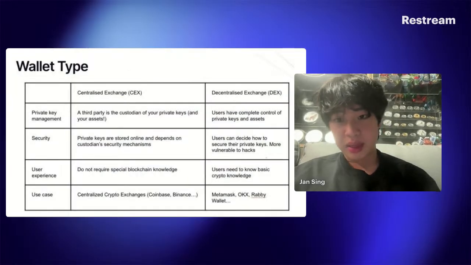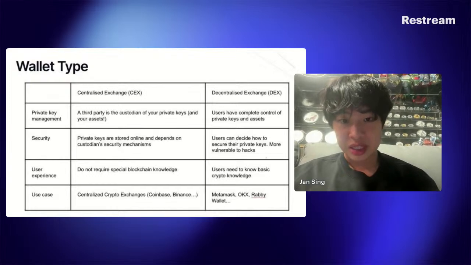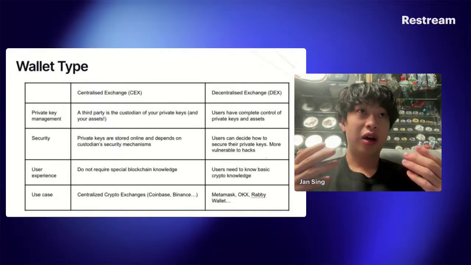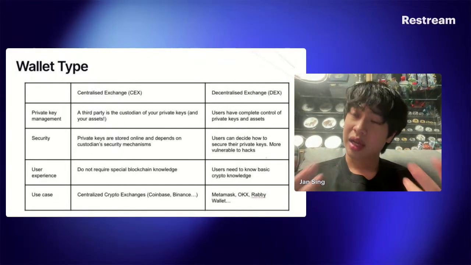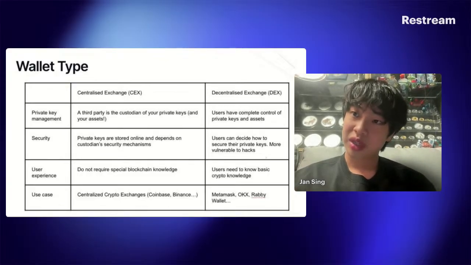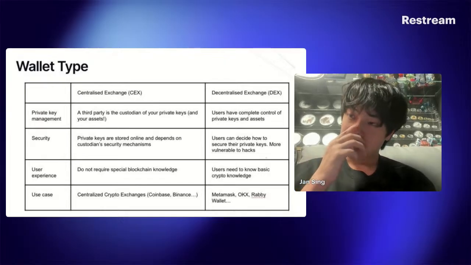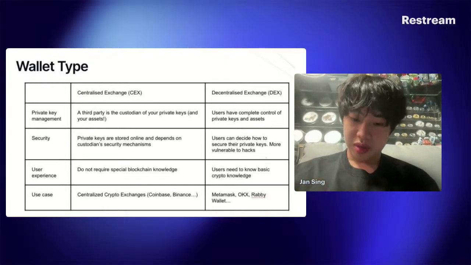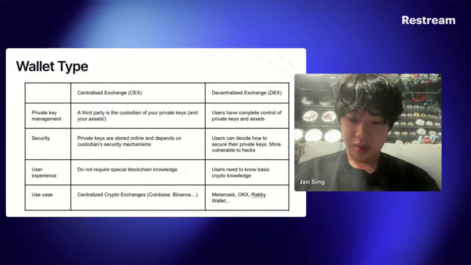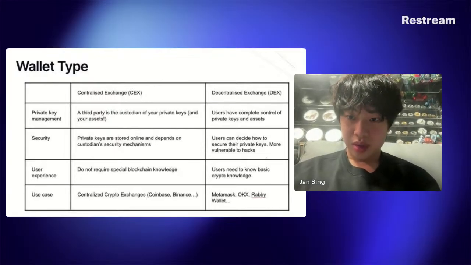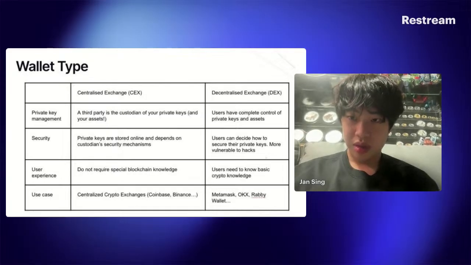And then some wallet types: centralized exchange versus decentralized exchange. The easiest thing about a centralized exchange is that it's authorized, and there are different policies, such as crypto policy.